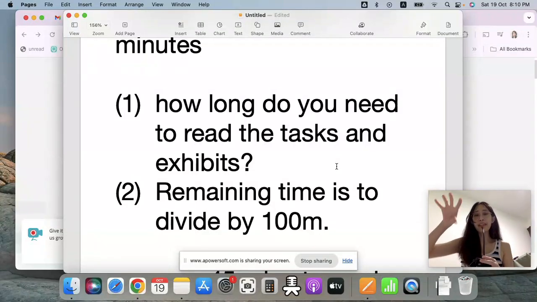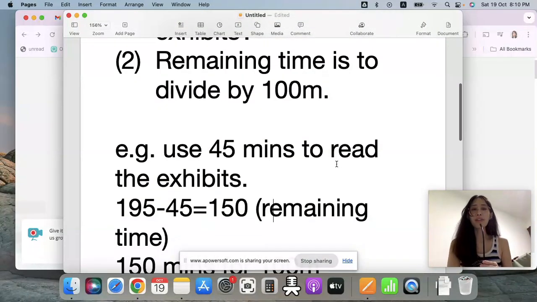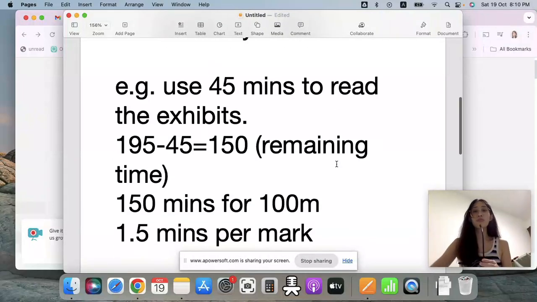So that remaining time will be divided by 100 marks, because that remaining time is for you to write the answer for the 100 marks, right? So assuming, let's talk about one example. Assuming you use 45 minutes to read the exhibits and also the task requirement, and also potentially you do some answer planning. So let's say the whole process, you will need 45 minutes.